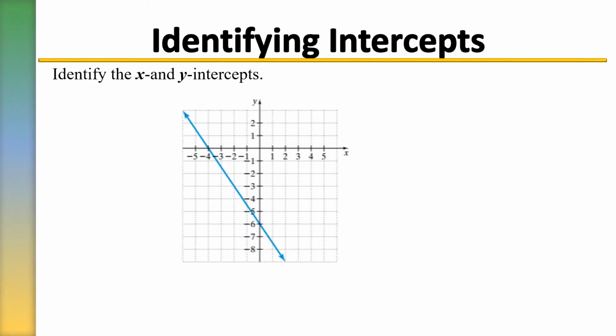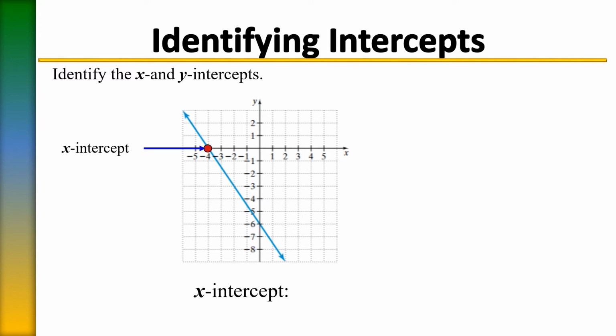Some practice to see if you can identify the x and y intercepts. So let's begin with the x-intercept. Can you see where this line crosses or touches the x-axis? Where does it touch? If you said -4, then that is correct. That is the point where this graph crosses or touches the x-axis. Therefore, we call it the x-intercept.